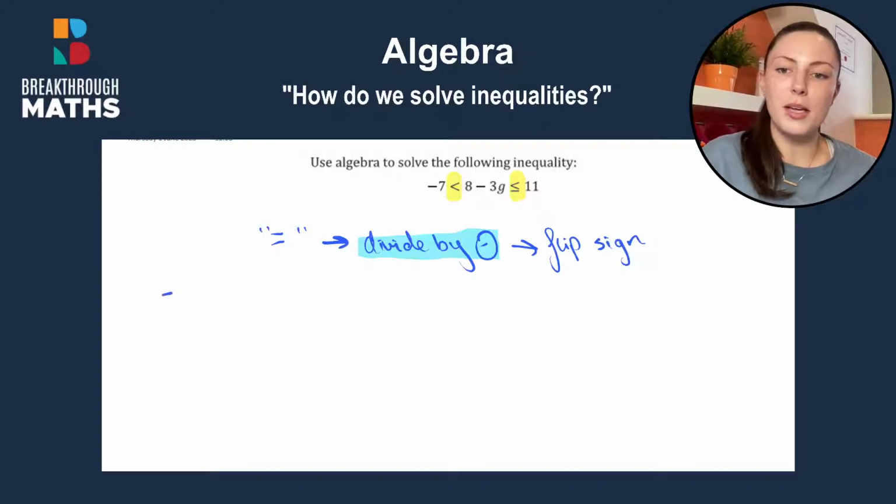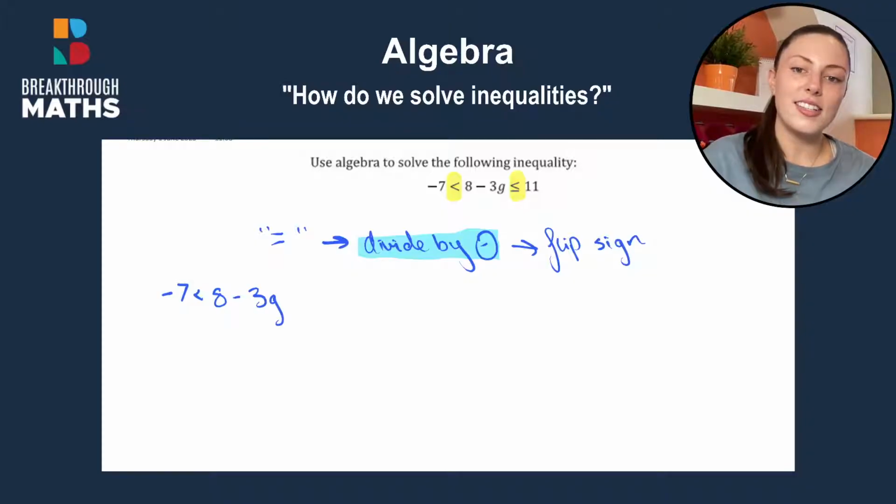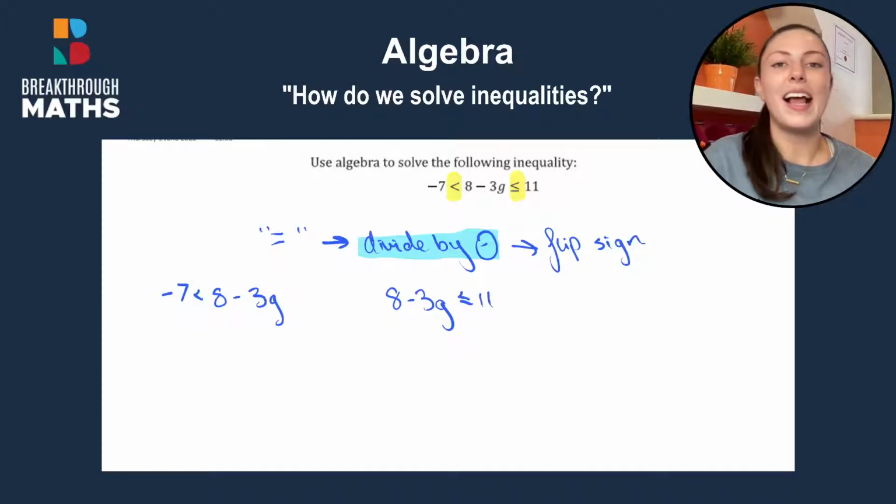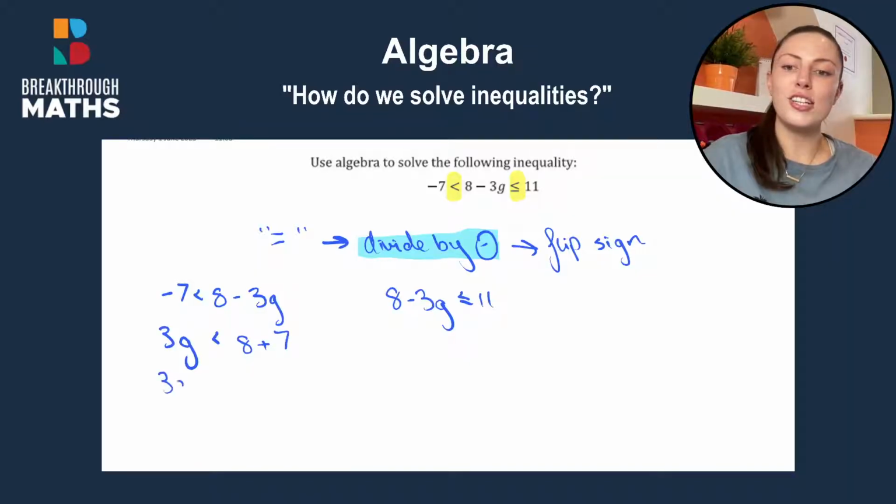Our first part is going to be minus 7 is less than 8 minus 3g. And our second part is going to be 8 minus 3g is less than or equal to 11. So on the left hand side, we'll bring our unknown to the left, so it'll become plus 3g. And it'll be less than 8 plus 7, which means 3g is going to be less than 15. And g by itself is going to be less than 15 divided by 3. So g is going to be less than 5.